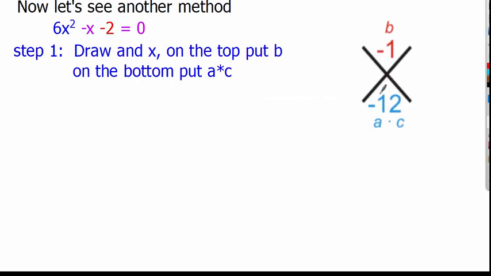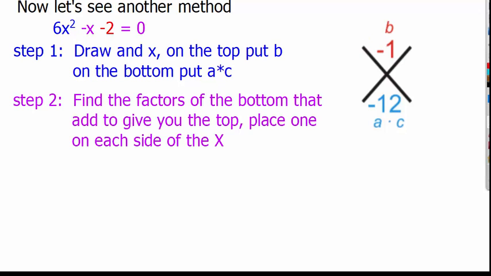Second method that you'll commonly see has an x right here. And on that x, on the top of it, I put whatever b is, and on the bottom I do a times c. So in this case, I have negative 12 and negative 1. Then I am looking at factors of the bottom that add to give me the top. That's the factors of a times c that add to get me b. And since this is a negative, that means the larger number has to be negative. And these two multiply, these two add. So I look at it right here, and I don't write out the list as much.